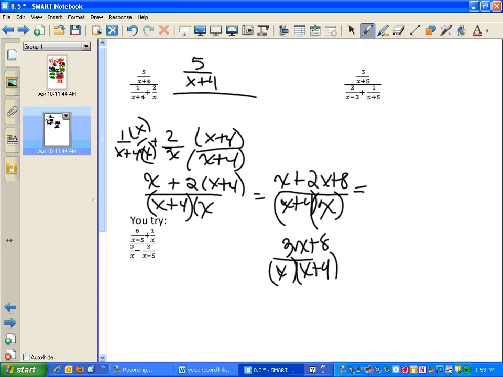Now, this goes where in the original problem? Right here, doesn't it? Don't forget, we've got a complex fraction, correct? So this is 3x plus 8 over x times x plus 4, right? So what do we do now? We don't cross multiply unless we have an equal sign. So what am I going to really be multiplying this numerator by?